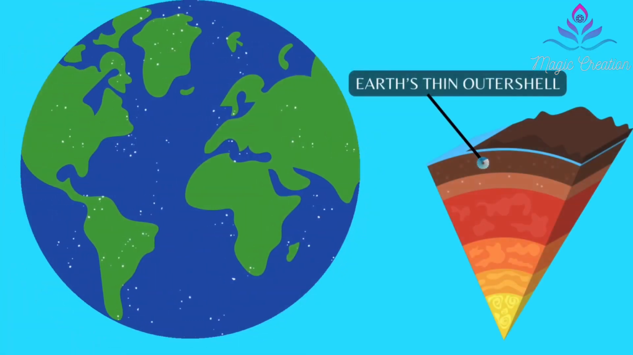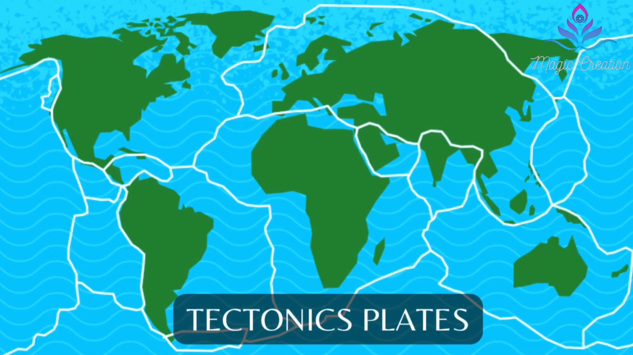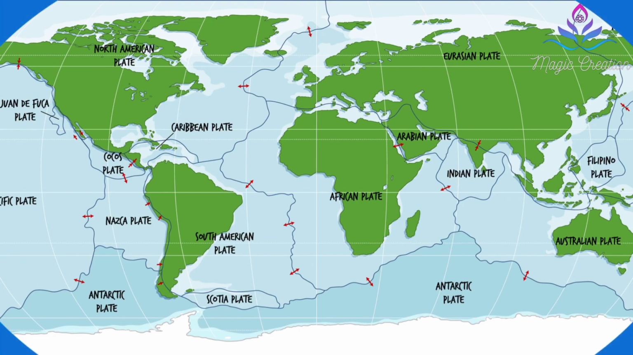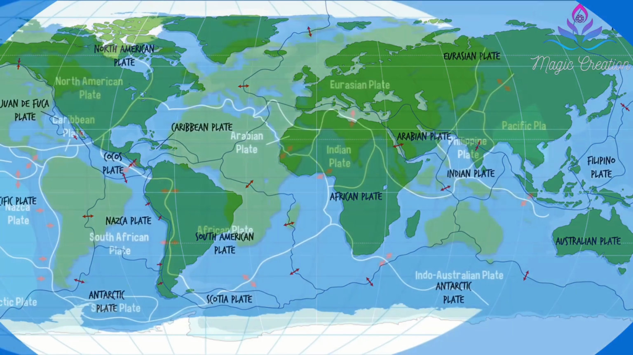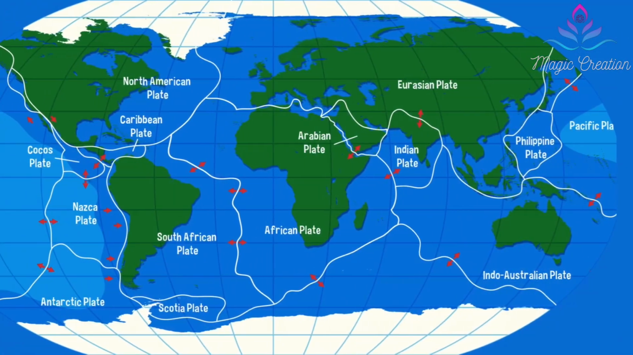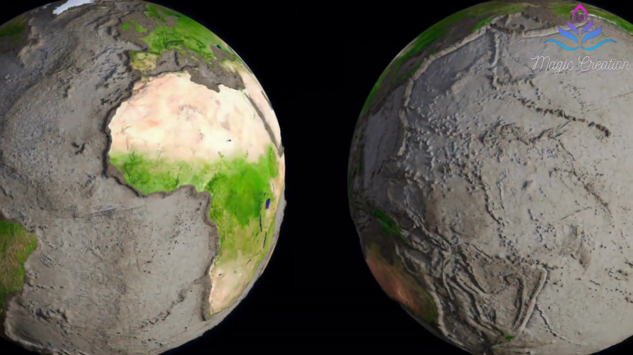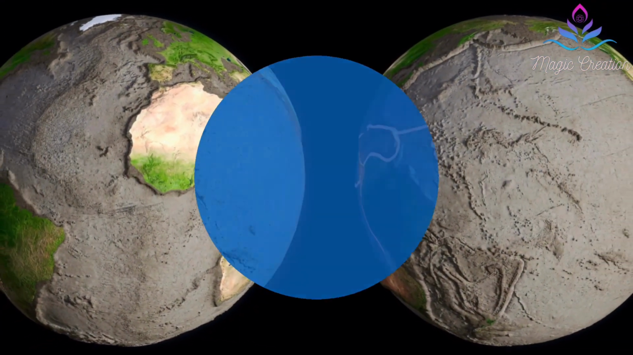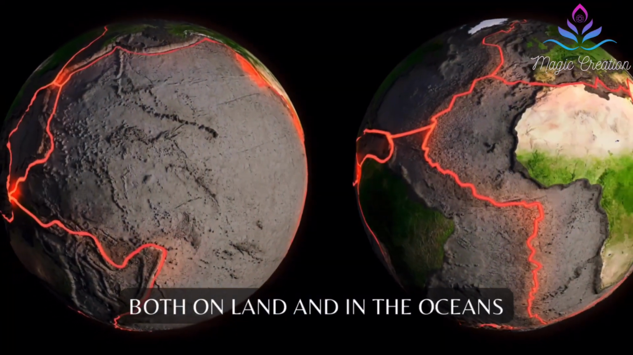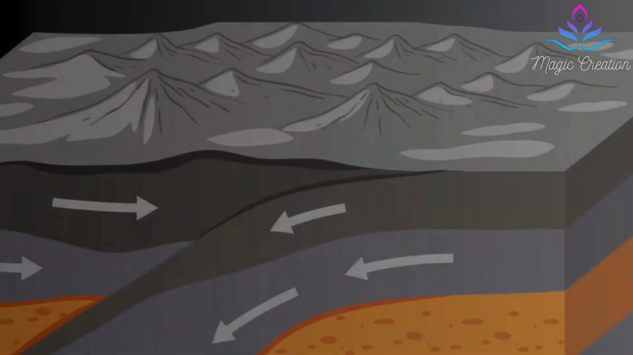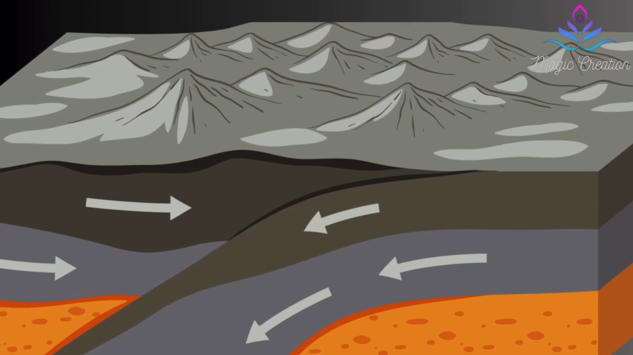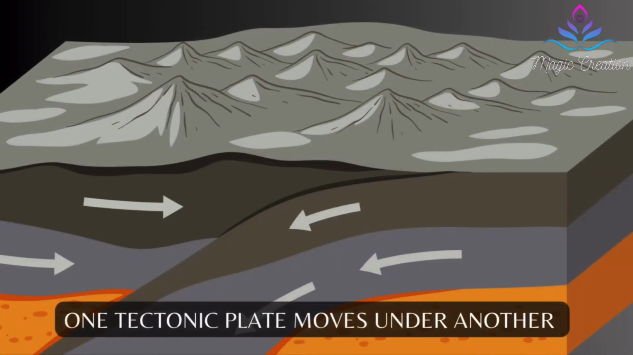Earth's thin outer shell is broken into big pieces called tectonic plates. These plates fit together like a puzzle, but they are not stuck in one place. They are floating on Earth's mantle, a really thick layer of hot flowing rock. Most of the world's volcanoes are found around the edges of tectonic plates, both on land and in the oceans. On land, volcanoes form when one tectonic plate moves under another.